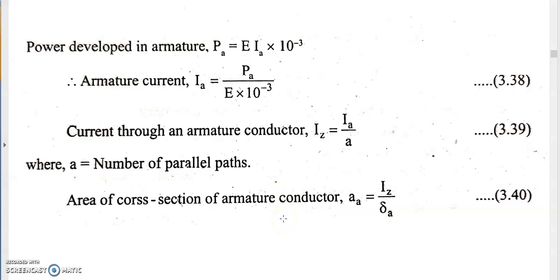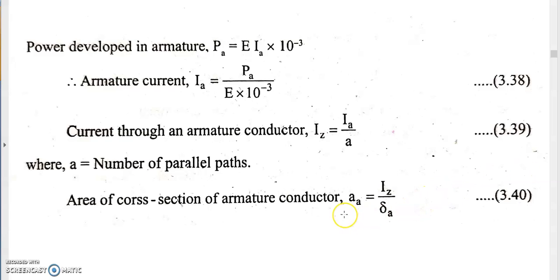So with this we have completed the entire design of the armature core. That is, we have completed the main dimensions D and L of the armature core, the total number of armature slots, slot dimensions, and the depth of the armature core, and finally the total number of armature conductors and the cross section of armature conductors. So this is about the design of the armature core in a DC machine.